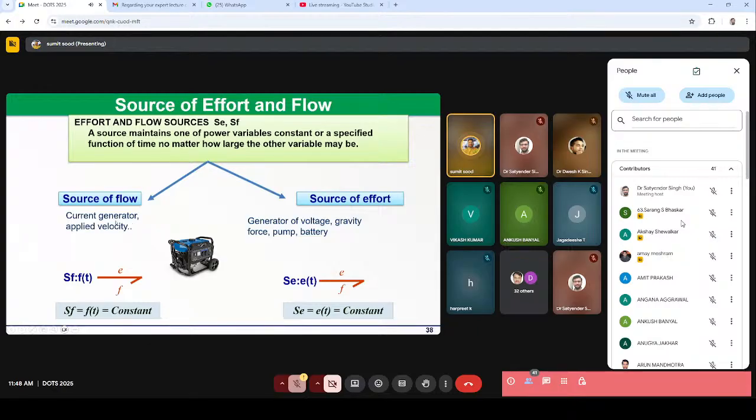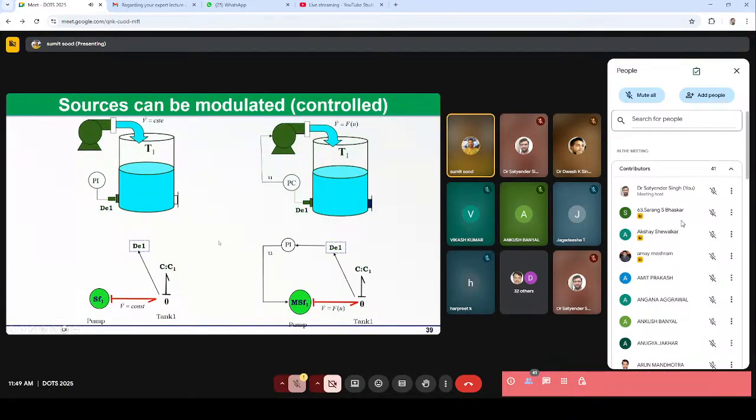And just to give you some examples, the current generator or the applied velocity is a source of flow. And sources that provide the voltage to the system, or gravity force, or the force applied, the pump, battery, these all act as the source of effort. Like I mentioned, the source can be a constant value. For example, here the flow rate of the water is constant, but it could also be a modulated one. In this case, you might want to control this flow rate based on the level of the water in the tank.